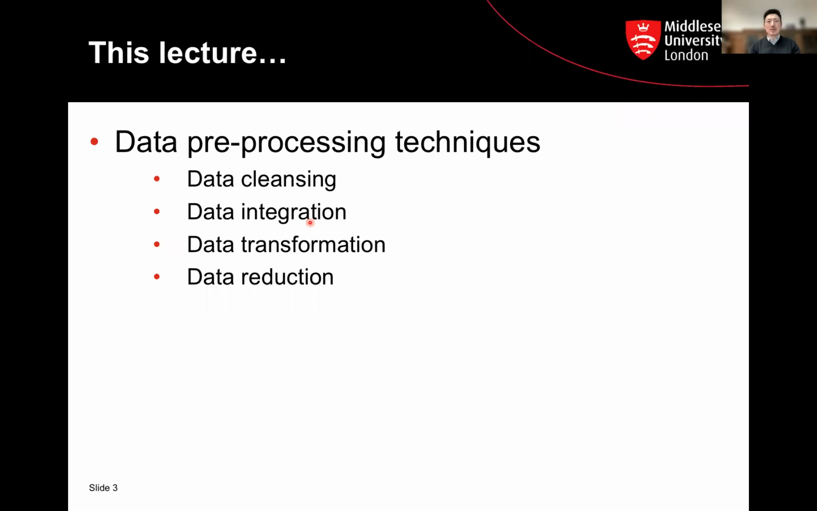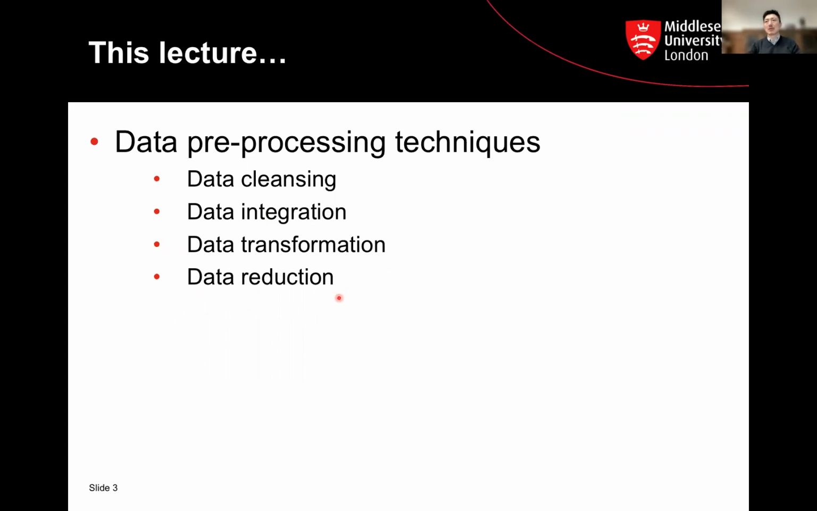So there might be some overlap of the information saved in these different tables or files. And then data transformation, you need to change the format of the data. And it might not be in the format that can be used for the algorithms you want to use later on. So you need to change the format of the data.